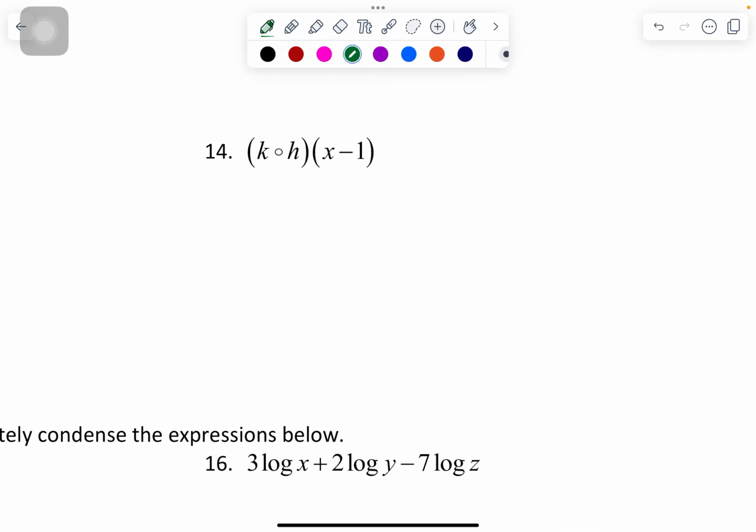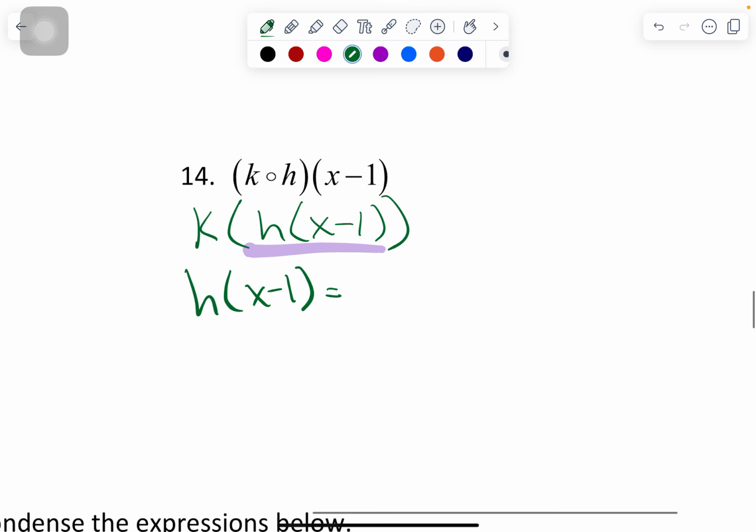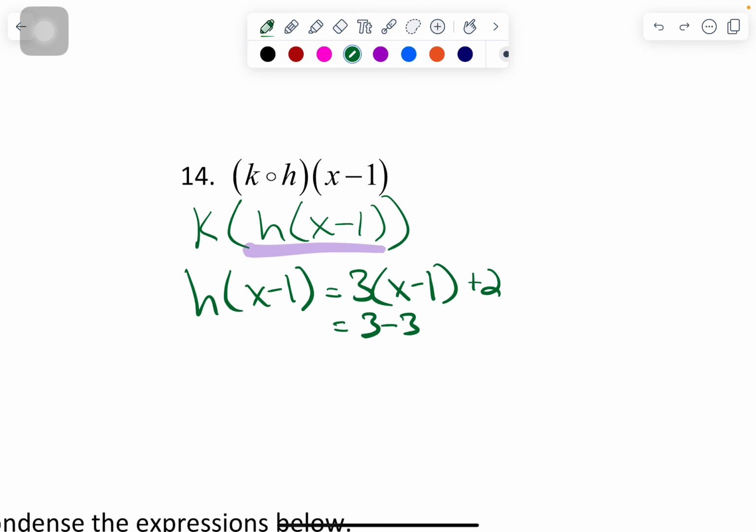Let's see, k of h of x minus 1. So it looks like this, which means I'm going to start with this set. I want to do h of x minus 1. So let's go find the h function. 3x plus 2. So 3x plus 2, and x is going to be replaced with x minus 1. So 3x minus 3, whoops, write the x. 3x minus 3 plus 2. So 3x minus 1. And that's then going to become k of 3x minus 1.